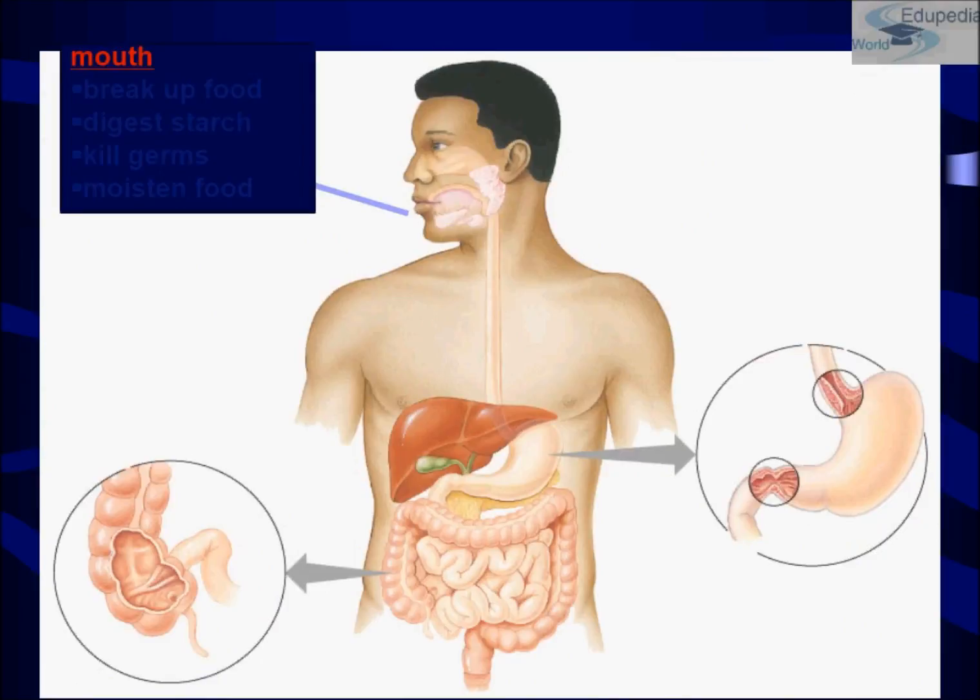Mouth is there to break up the complex food into the smaller subunits. It also helps in the digestion of the starch. It has antibacterial action that kills the germs and prevents tooth decay, as we have just read. And it also moistens the food.